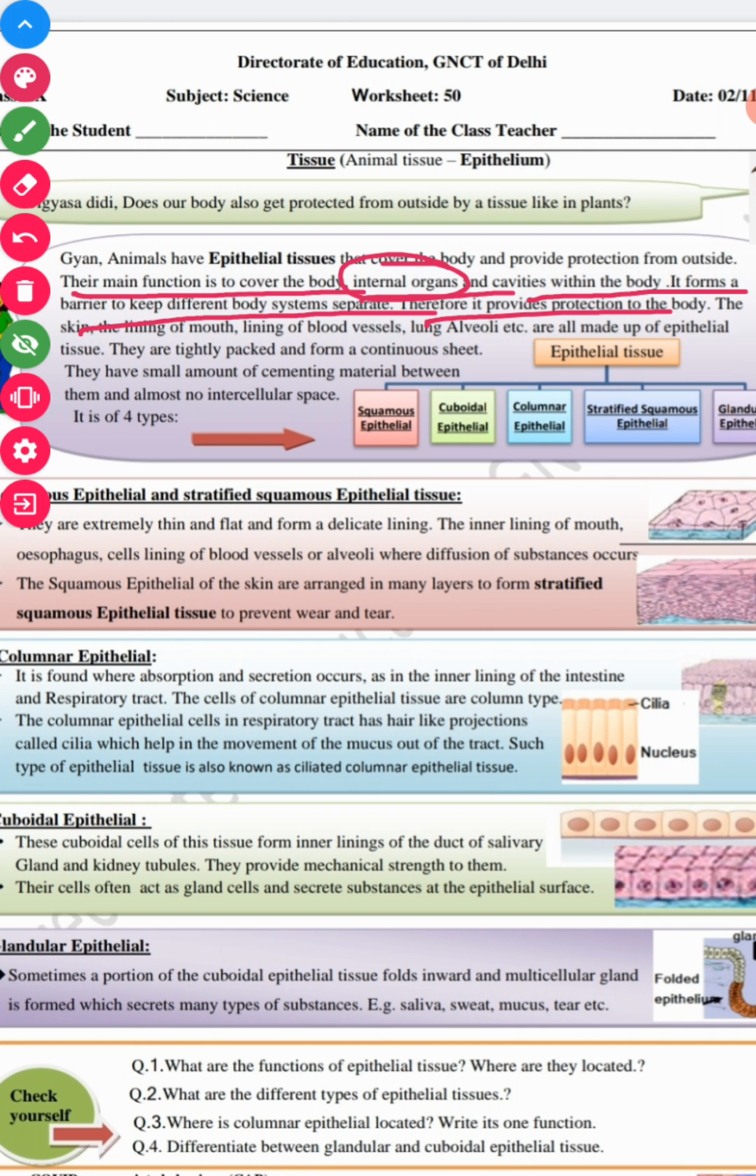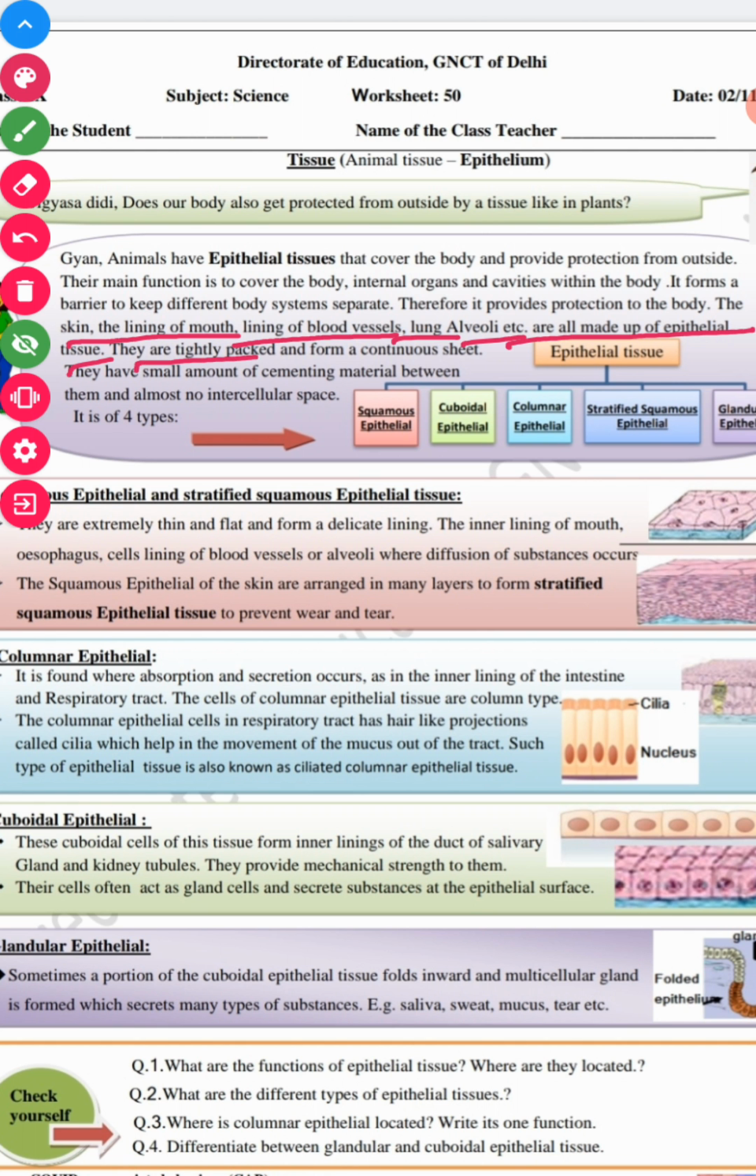Therefore, it provides protection to the body. The skin, the lining of the mouth, lining of blood vessels, lung alveoli, etc. are all made up of epithelium tissue and they are tightly packed and form a continuous sheet. They have a small amount of cementing material between them and almost no intercellular spaces. So this is all about your epithelium tissue.